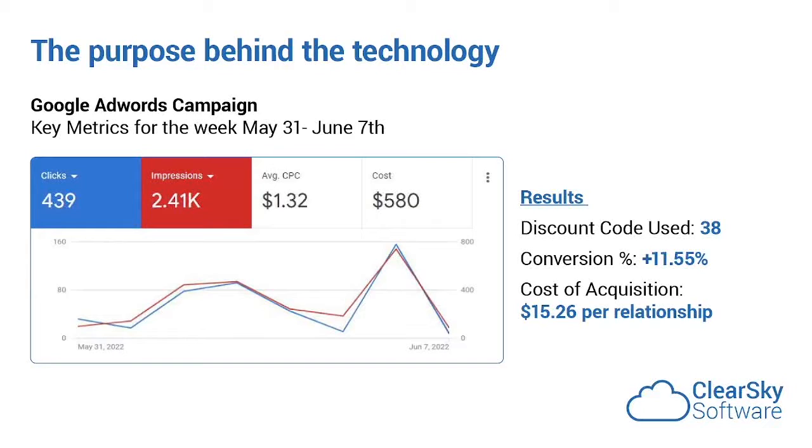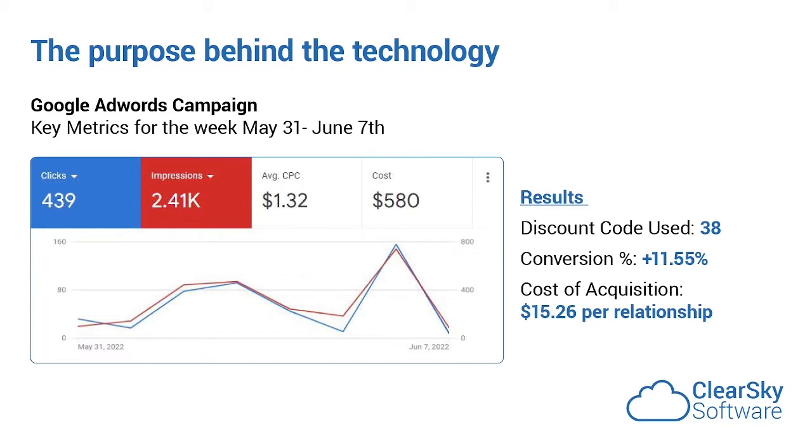But one of the reasons why this is a bit of a challenge is because the slide that you're looking at is the actual results of a Google AdWords campaign that we performed last week. We were targeting very specific keywords, and we were looking for conversion, and this is the result that we were able to get. You could see that we got 439 clicks, 2.4 thousand impressions. It cost us $1.32 per click, and the total cost of that campaign was $580.